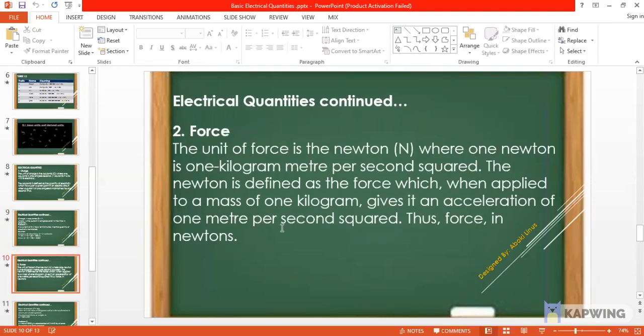Next we have another quantity, which is the force. The unit of force is the Newton, denoted by capital N, where 1 Newton is 1 kilogram meter per second squared. The Newton is defined as the force which, when applied to a mass of 1 kilogram, gives it an acceleration of 1 meter per second squared. So the force is given in newtons; the newton is the unit of force.